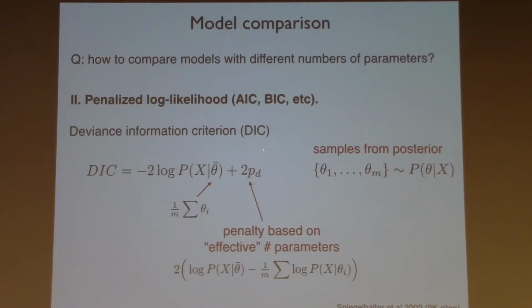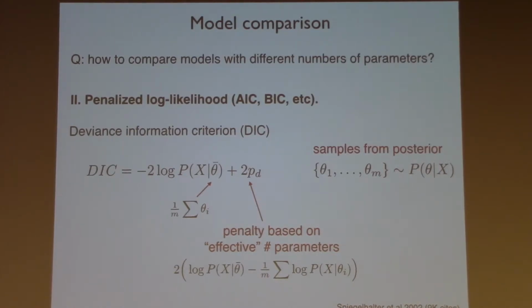And so deviance information criteria, this was introduced in 2002, it's a paper with over 9,000 citations, is analogous to the AIC and BIC, but it's designed to be used with MCMC, where we have samples from the posterior instead of a single maximum likelihood estimate. And it has a similar form. It's got one term, which is the log likelihood of the data, plus another term, which is the penalty based on the effective number of parameters. And the thing about this approach is that we can evaluate it using samples from the posterior over the parameters given the model. Okay.